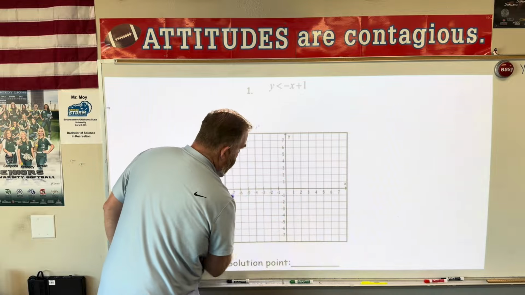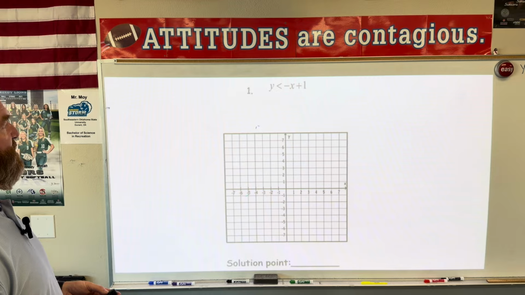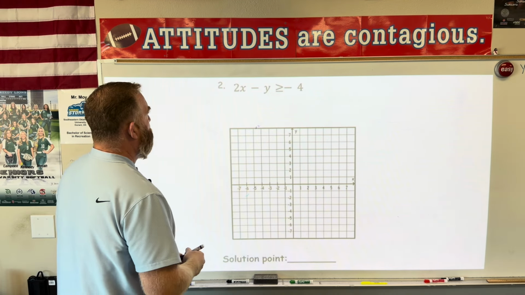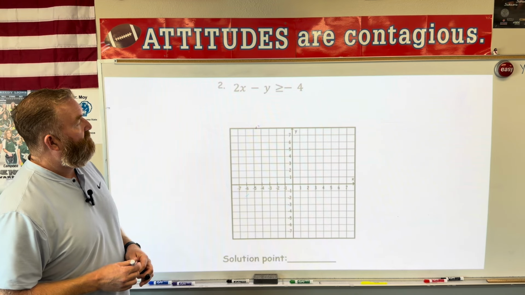Like I said, the very beginning of the notes usually takes the longest. I'm not going to go through all of them. I think number 2, okay? What's wrong with this one? What's wrong with it, guys?